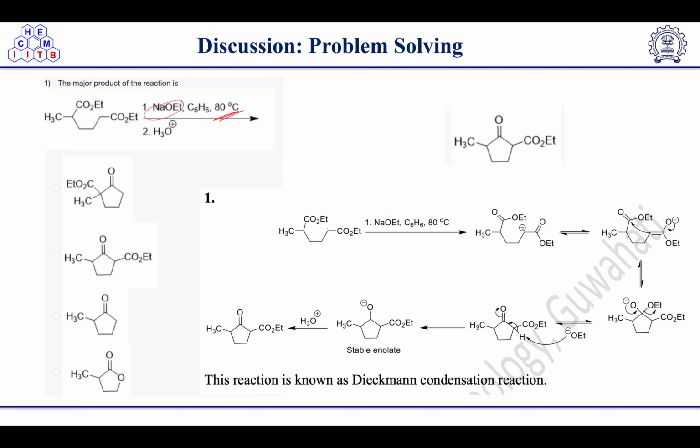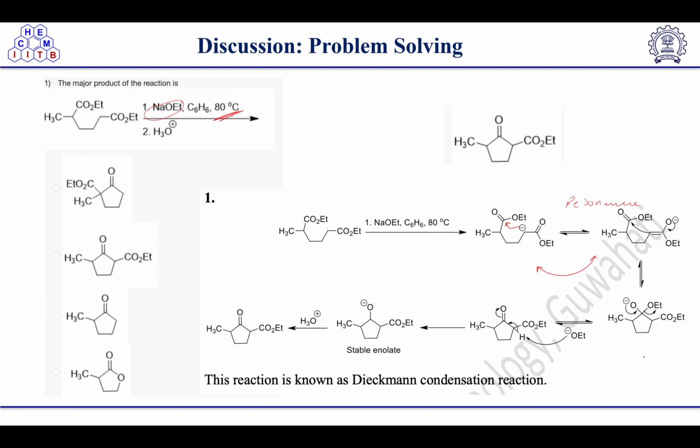Okay, negative charge will generate over here, and it will attack on this carbonyl center, and it will get open, right? Then the negative charge of oxygen will push here, and the ring formation will take place. These two are both similar resonance structures. Okay, both are resonance structures.